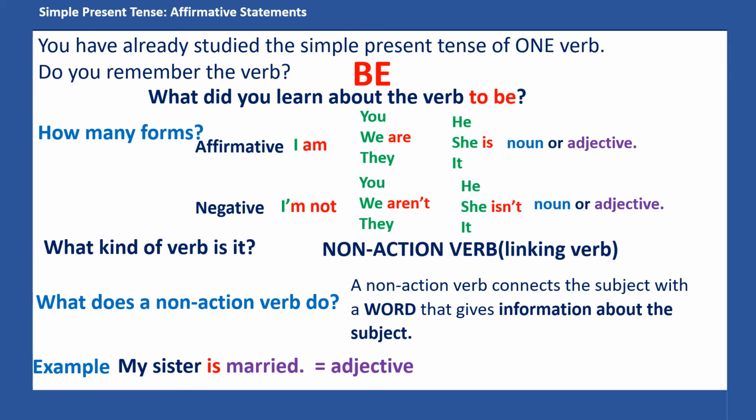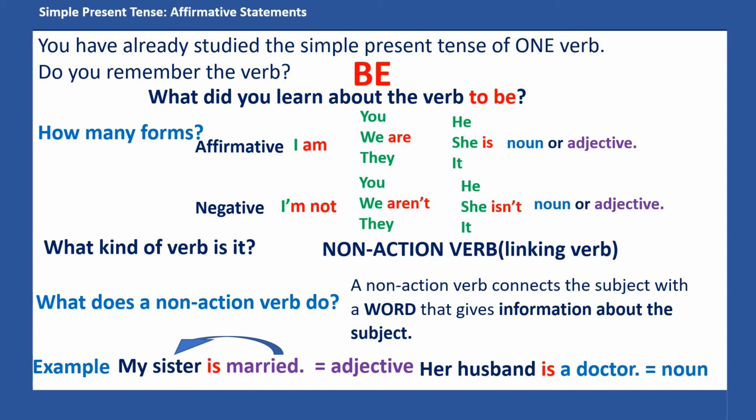My sister is married. What is the subject? Sister. Very good. What word gives us information about sister? Married. Very good. So, how is married connected to sister? That's right. You have the verb to be. It connects the subject and a word that gives information about the subject.